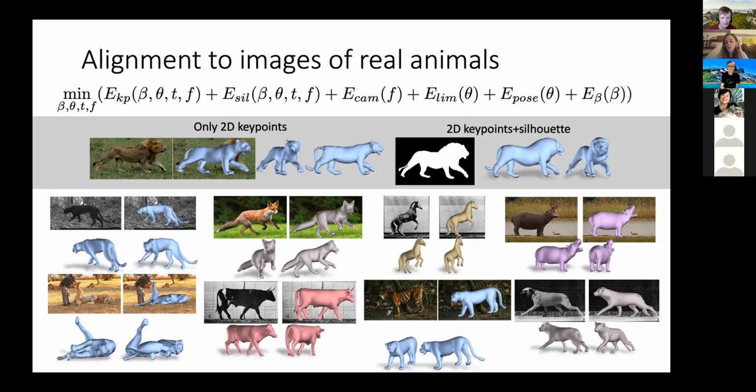And so if we look at this lion example here, if you use only keypoints, we obtain an animal with reasonable proportions in terms of skeleton. But for capturing the mane, we need to use the silhouette. And all the examples here are obtained using both the keypoints and the silhouette terms with the manually annotated keypoints and masks.